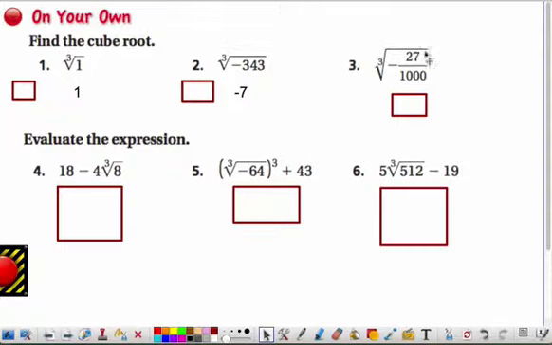On number 3, you're going to do the cube root of 27 and the cube root of 1,000, and you're going to make your final answer negative. So you should have got negative 3 over 10.